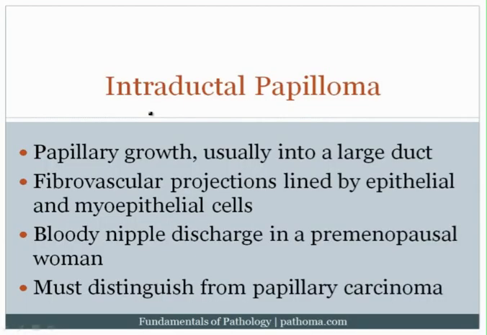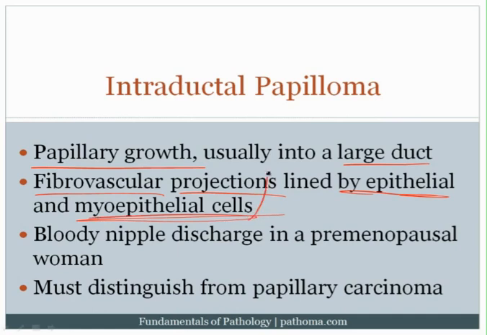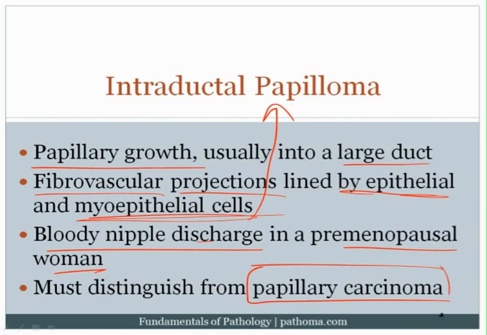Now let's read together. So I say intraductal papilloma. This is a papillary growth, large duct. It has fibrovascular projections lined by epithelial cells and myoepithelial cells, right? So we're talking about the benign variant, the intraductal papilloma. It's going to present with bloody nipple discharge in a premenopausal woman. But you must always have in the back of your mind papillary carcinoma.